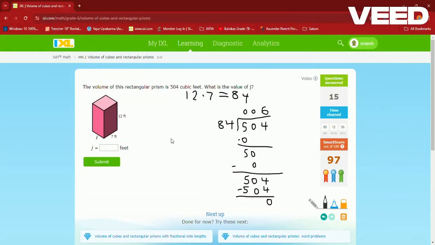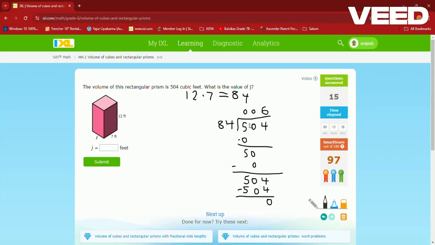Okay guys, this is part 3, so let's get to this. Let's finish this unit with a bang. The volume of this rectangular prism is 504 cubic feet. What is the value of J? We're given 12, 7, and then J. To find J, all you have to do is 12 times 7, which is equal to 84.